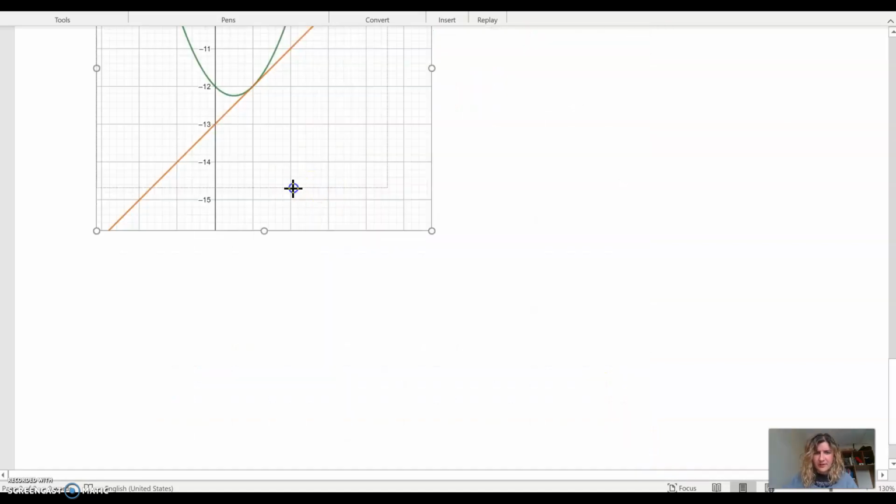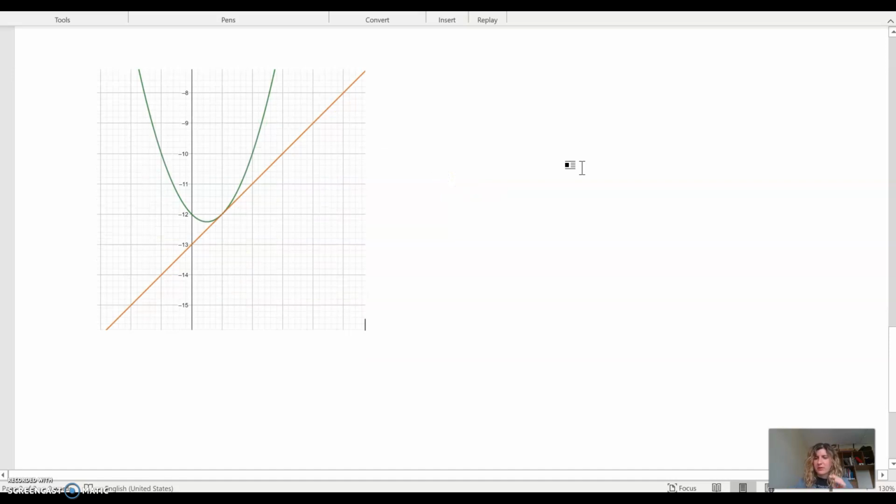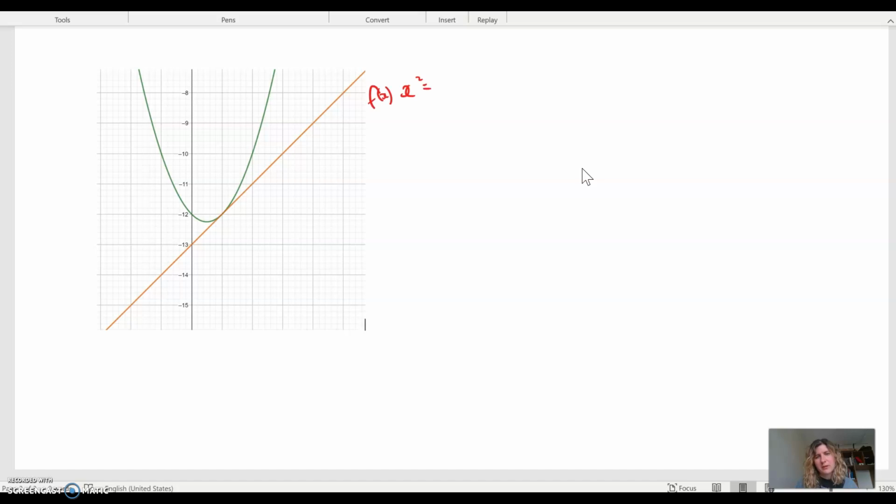That line doesn't actually go through the graph, but it does touch it. So there is a point of intersection, but there's only one point of intersection. So if we solve for this one, we take our original quadratic, x squared minus x minus 12, and g of x, which is x minus 13, and we make, again, f of x equal to g of x. I always like writing this, by the way.